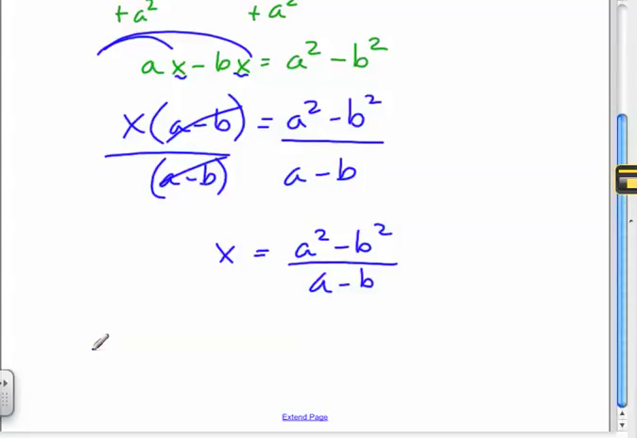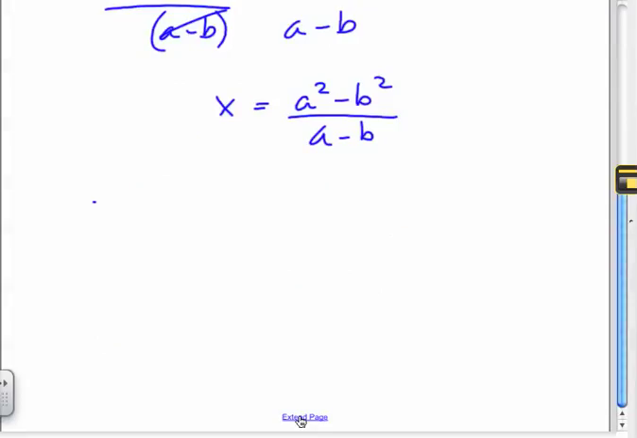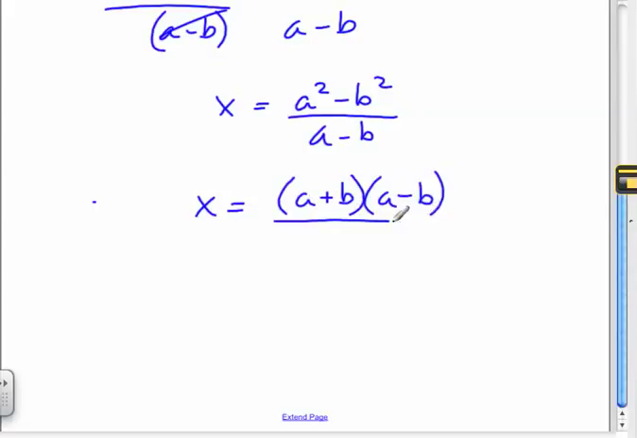but I can simplify that fraction over there. What do you guys see that needs to happen over there? Jackson? I got a difference of 2 squares. So I'm going to factor the numerator. I've got a plus b, times a minus b, all over a minus b.